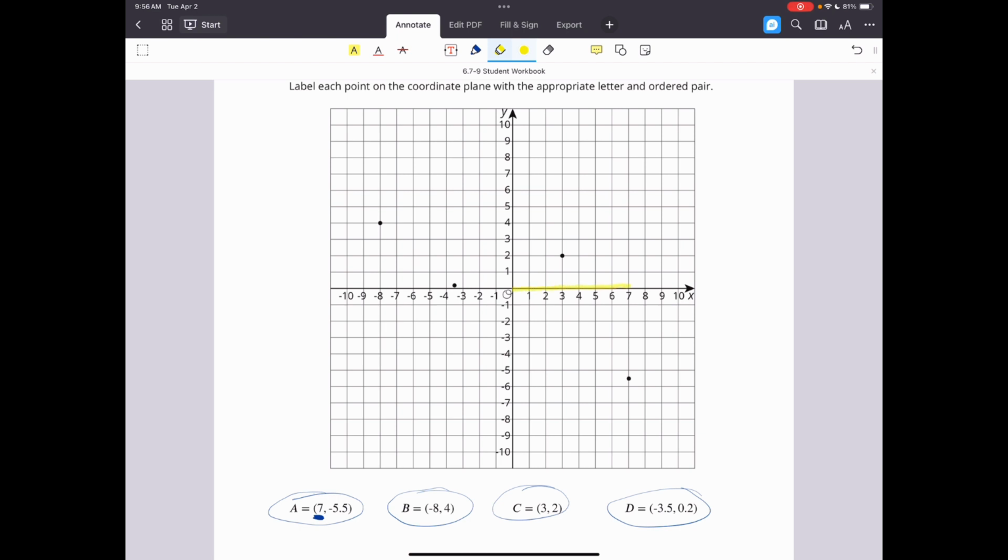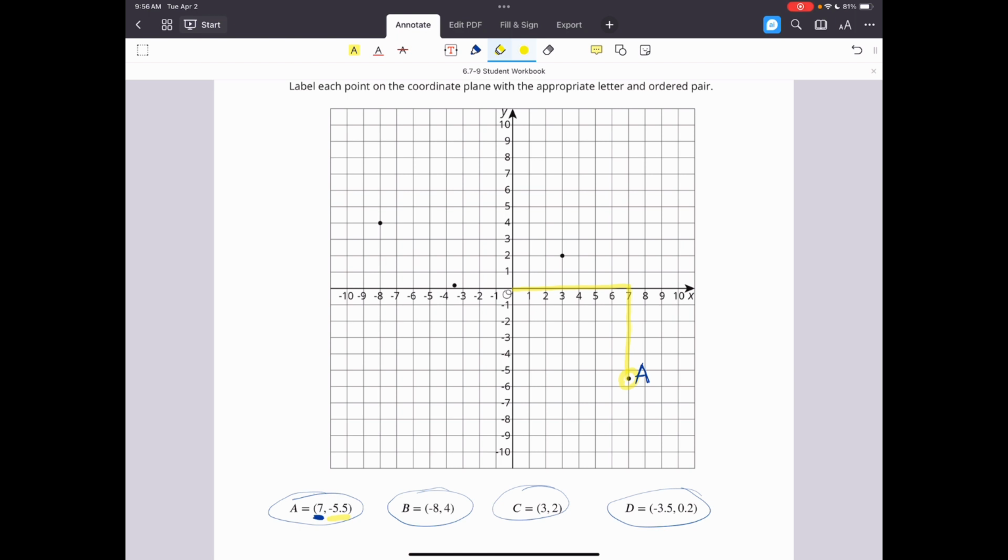And then I look at the second one and negative 5.5. Now, I can look up and there's no points there. So I know that it's got to be down here. This is the only one that's in the correct direction, 7 units to the right. And then negative 5.5 means I go down to negative 5 and then I go an additional half of a unit. And that's where my A is. So you're not highlighting like I am, but you're just going to put the letter A next to that coordinate.